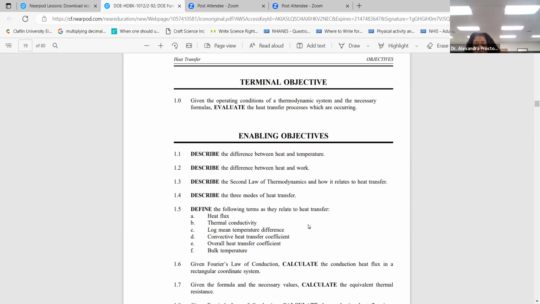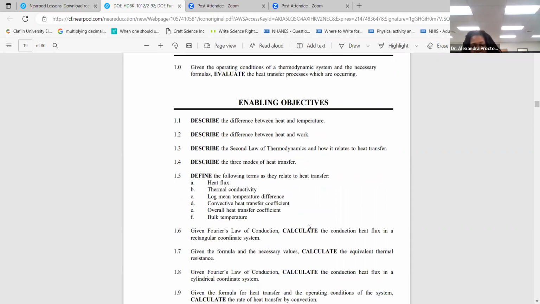We're going to describe the 3 modes of heat transfer and define the following terms as they relate to heat transfer, such as heat flux, thermal conductivity, log mean temperature difference, convective heat transfer coefficient, overall heat transfer coefficient, and bulk temperature. Given Fourier's law of conduction, we're going to calculate the conduction heat flux in a rectangular coordinate system.